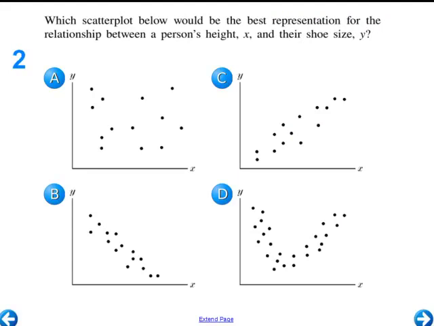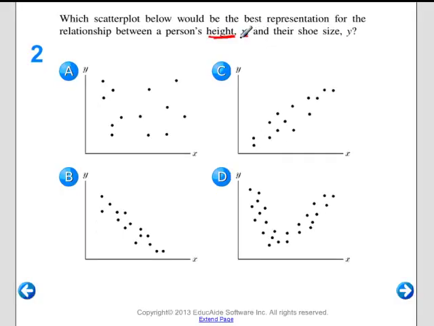Right, number 2. Which scatter plot below would be the best representation for the relationship between a person's height and their shoe size? So the person's height is X, and the person's shoe size is Y. Let's write that here, just so we remember it. This would be height, and this would be size. So now let's talk about this in real life terms.